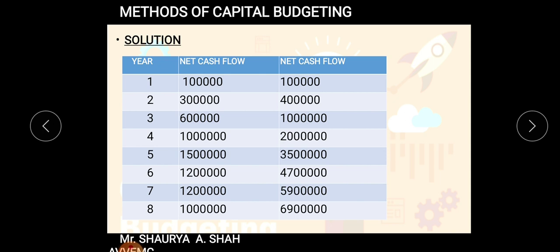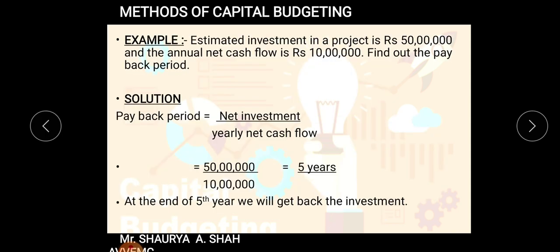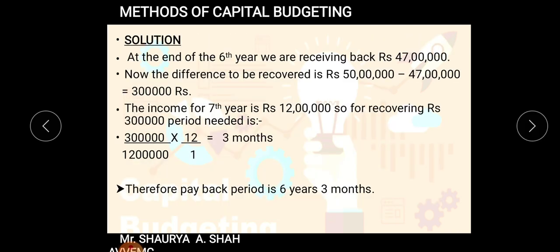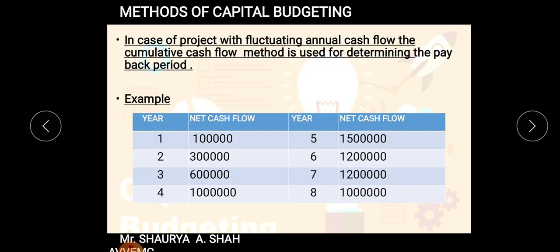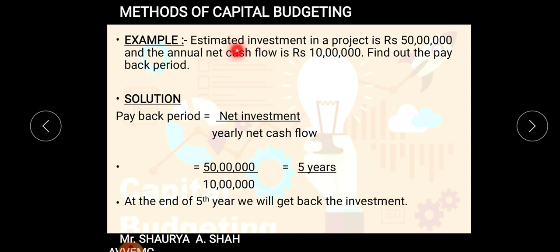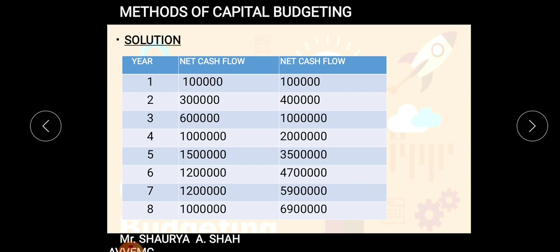So we will find out the total estimated annual cash flow. My investment is 50 lakh rupees. The sum remains the same, students. What is my investment? The estimated investment in the project is 50 lakh. When the cash flow was fixed, it was very easy to find the 5 years. But here you need to find out in which year you are getting back the 50 lakh. So again, first year, second year, third, fourth, move on.